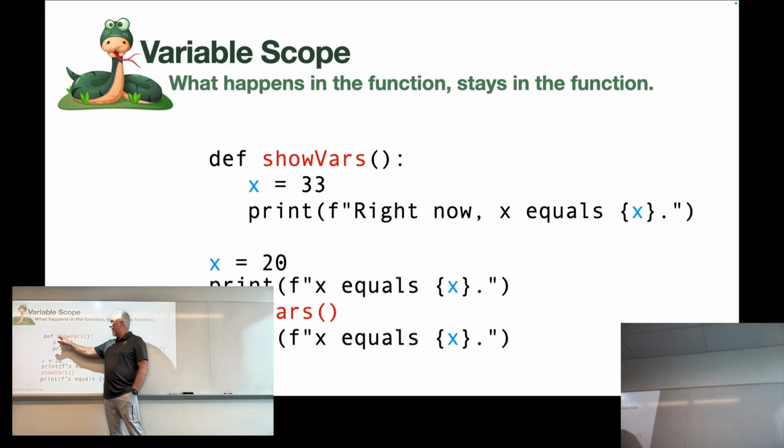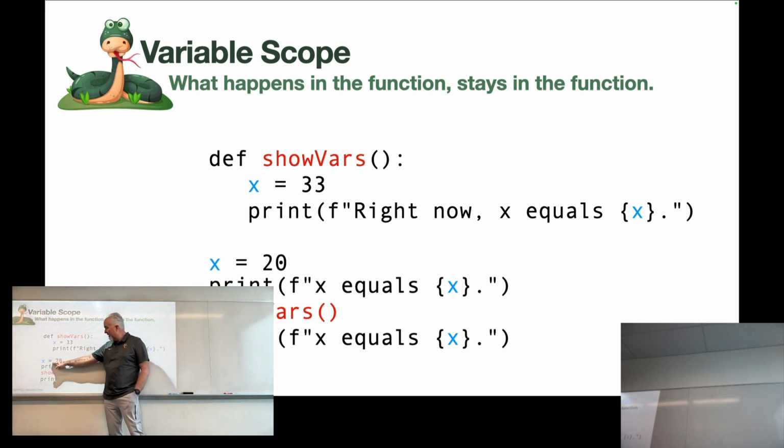in that if I have a function where I've defined the variable x inside this function, right? This x exists only inside this function. So while this function is running, x is 33. I've also defined this x. This is the main program. This is the definition of the function.